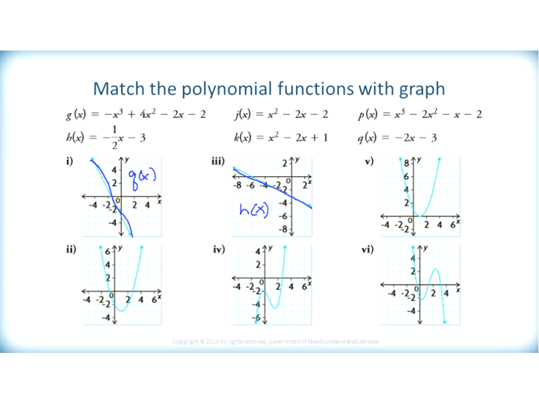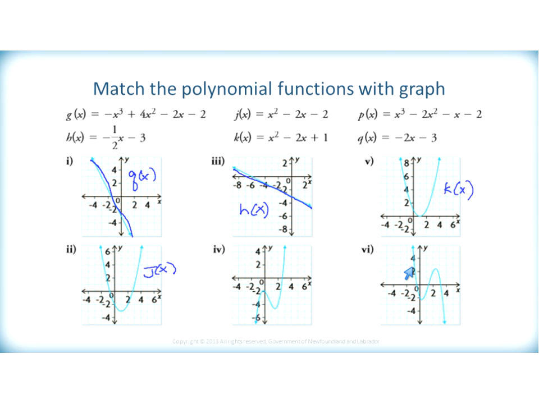So we have this one being j of x. And of course, this will be k of x. We have left two cubic functions. One is an n, the other one is a backwards n. So the leading coefficient will help us out here.